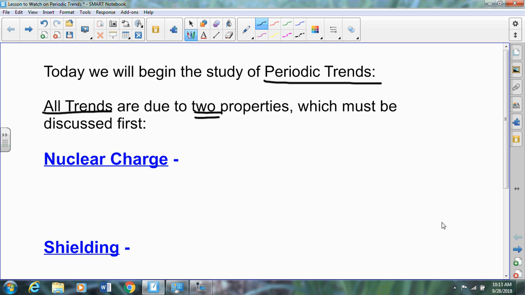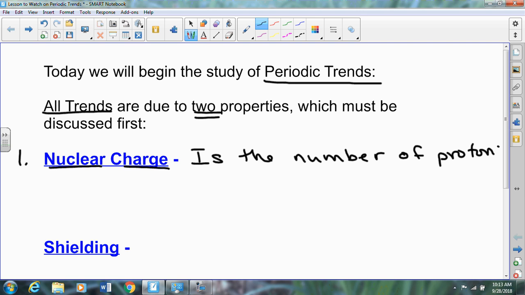The first property is called nuclear charge. If you read these two words separately, nuclear and then charge, you will think, that must have something to do with the charge in the nucleus, and that's exactly it. So the nuclear charge is the number of protons in the nucleus.